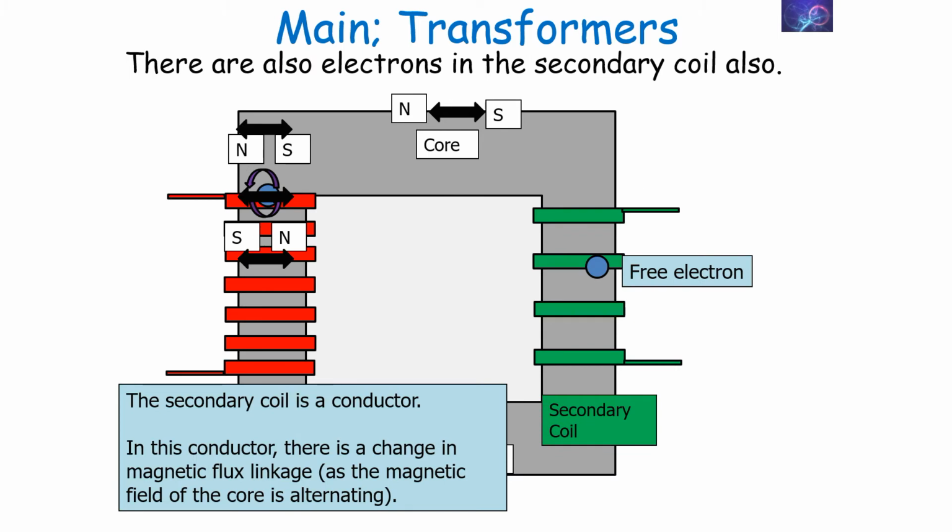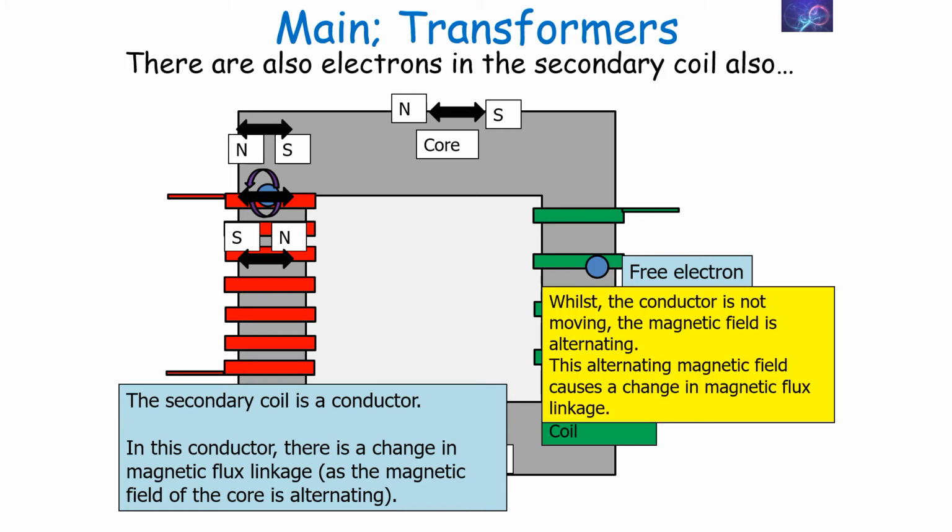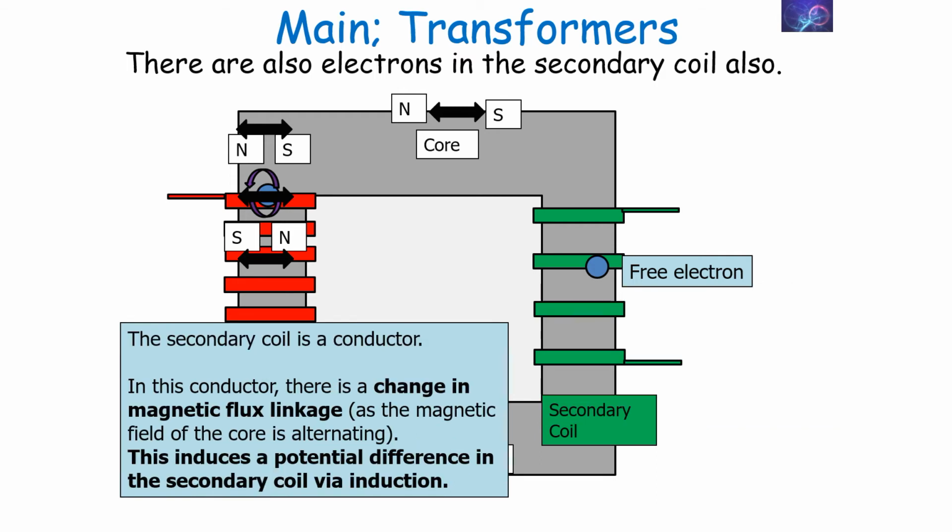Now remember, there are electrons in the secondary coil also. So the secondary coil is a conductor, and in this conductor there's a change in magnetic flux linkage as the magnetic field of the core is alternating. So whilst the conductor, the secondary coil, is not moving, the magnetic field is alternating. So this alternating magnetic field causes a change in magnetic flux linkage. So because in this conductor there is a change in magnetic flux linkage as the magnetic field of the core is alternating, this induces a potential difference in the secondary coil via induction.